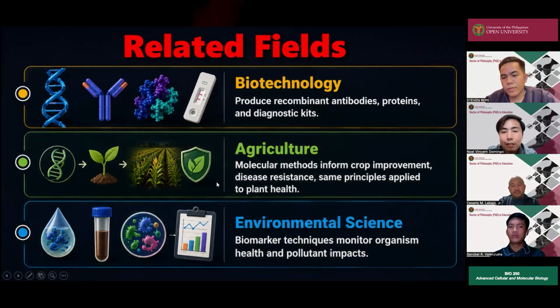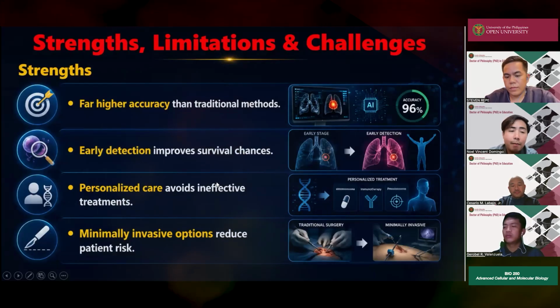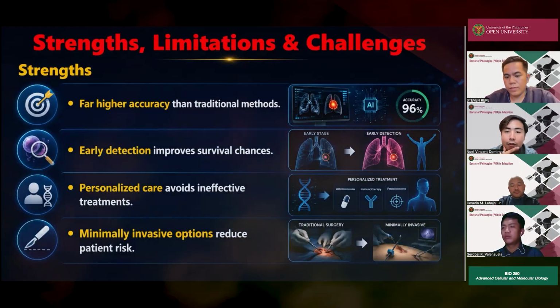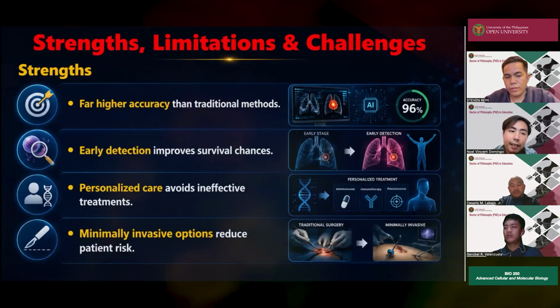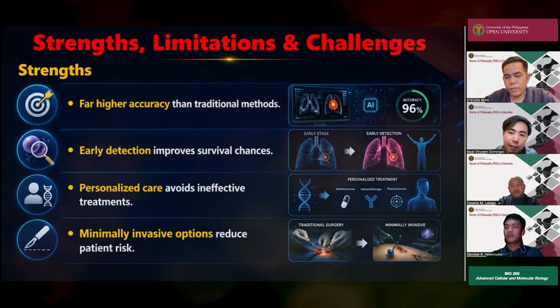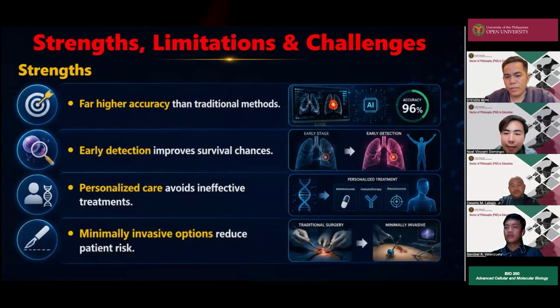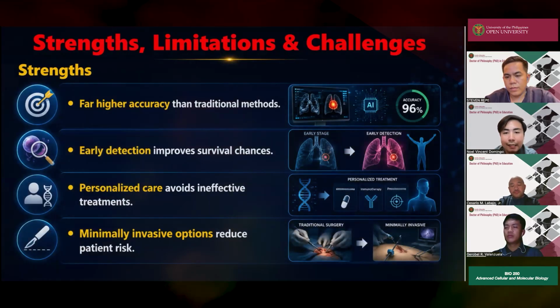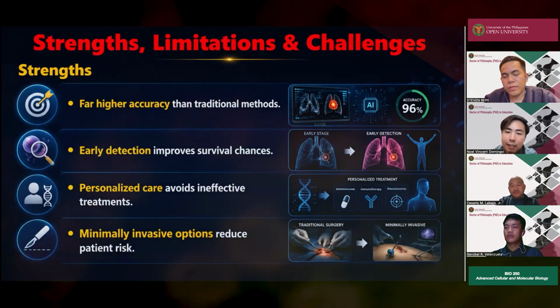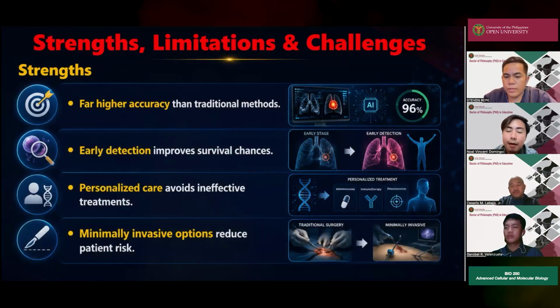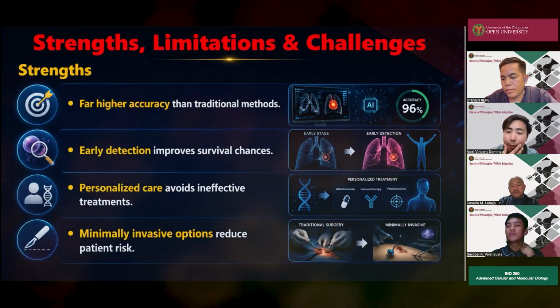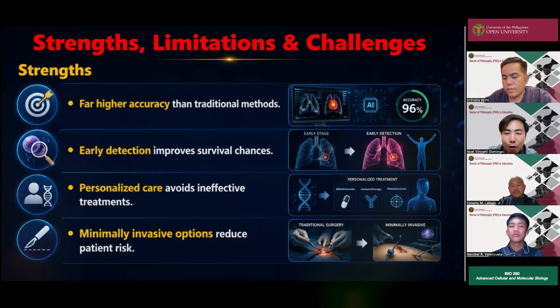Now let's move to the strengths, limitations, and challenges. So the major strength of molecular approaches is, of course, precision. They can provide higher accuracy, support early detection, and guide personalized treatment. So this means patients may avoid ineffective treatments and receive therapies that are more appropriate for their tumor profile.